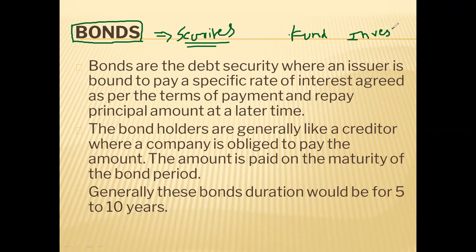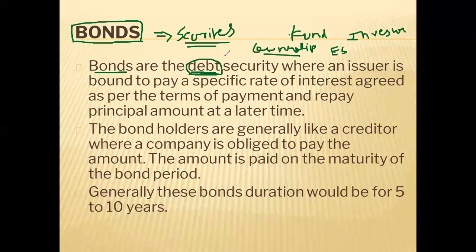The main difference between equity and bonds is that bonds are debt instruments, debt securities, and equity is an ownership-giving security. An investor making an investment in equity shares will get ownership interest in the company. But an investor making an investment in bonds will not get ownership interest. It is a debt security, and it will be a liability for the issuing company.